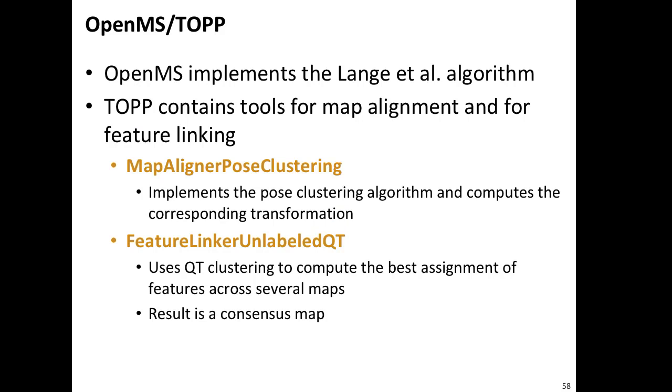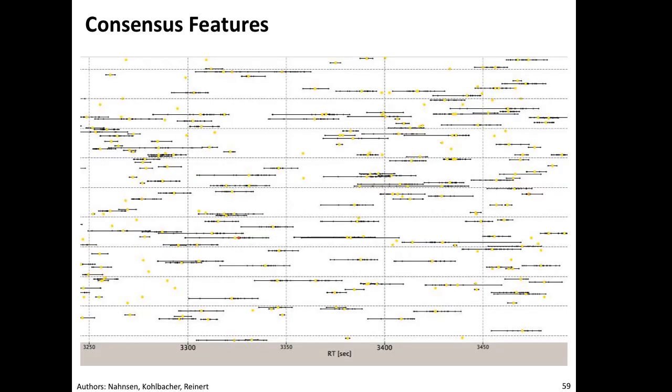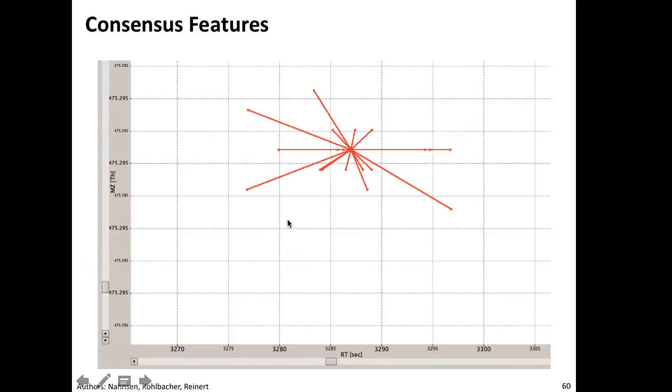So what we're doing in OpenMS is we are implementing this pose clustering algorithm. We also have others, nonlinear ones, that we will not look at here. There is a MapAlignerPoseClustering, and there's a FeatureLinkerUnlabeledQT that is being applied, and we will use that in the pipelines and workflows for quantification. What comes out are so-called consensus features, and this is what you then see in the top view. You see these lines. When you zoom in, you will notice that these lines are more like stars.